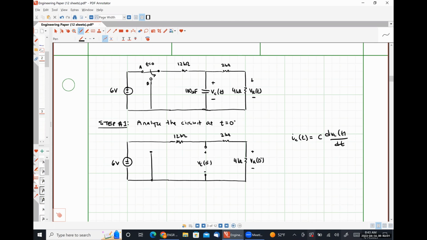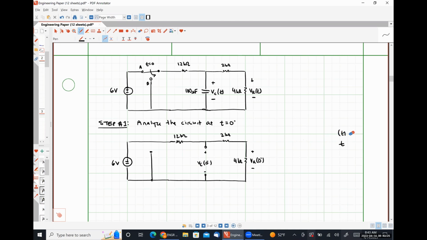So we're going to have to look at the circuits at t equals infinity. Those are going to be our DC steady state conditions. So we're always going to use an open circuit for capacitors and short circuits for inductors. All right, so we need to analyze this circuit and figure out what VC at 0 minus and VR at 0 minus are.